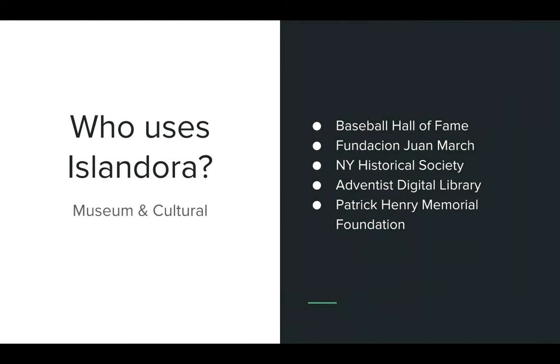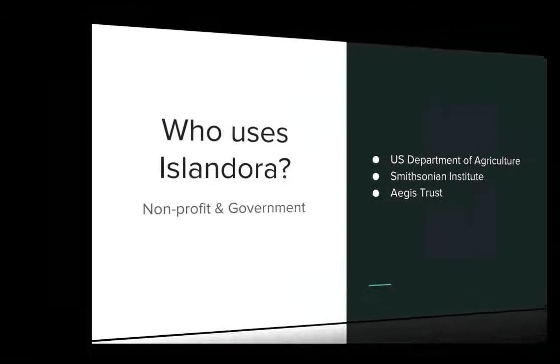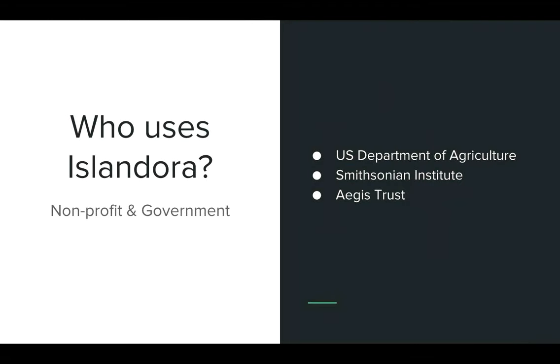Museums and cultural institutions. It's used by such organizations as the Baseball Hall of Fame, which we are currently completing a project for, the New York Historical Society, and the Patrick Henry Memorial Foundation. Nonprofit and government organizations use Islandora as well for the curation of their digital assets, such as the U.S. Department of Agriculture, Smithsonian Institute, and the Aegis Trust.